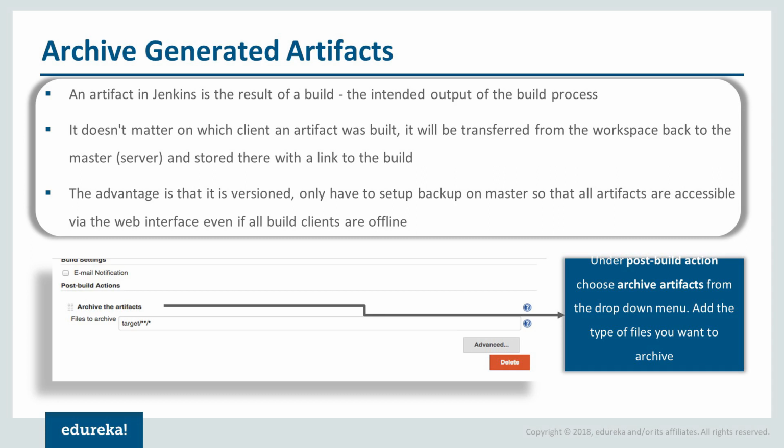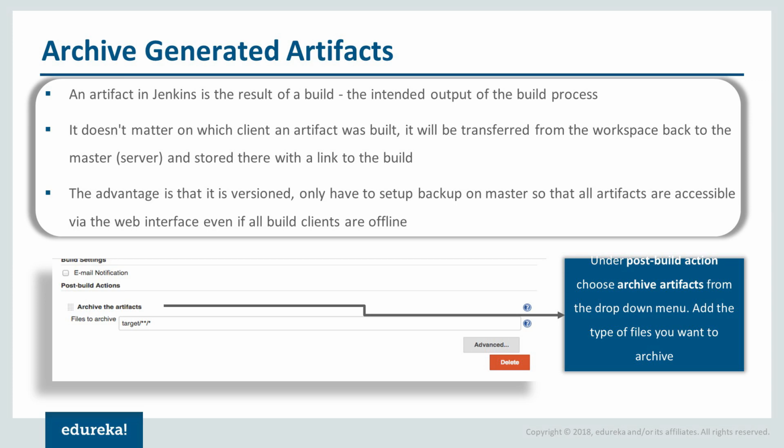You just need to choose this option called archive the artifacts and give the location where you want to save the artifacts in the files to archive field. Once done, that's all you need to do. Once the build is complete, you will get that option on the main page for your job, where your artifacts have been saved for that project or for that build.